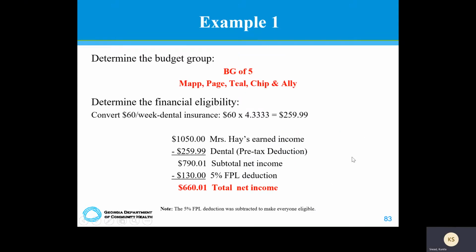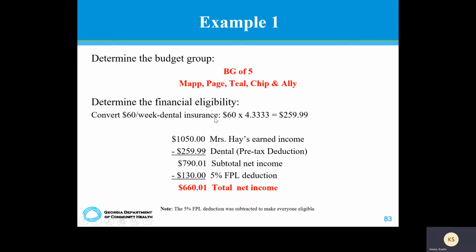Now, let's look at the budget group and the income. Remember, Mr. Hay was filing taxes jointly with his wife and claiming everybody as a tax dependent. So that means he was a tax filer household. So in his household should be him, he's the tax filer, and his wife living together, and then everybody that they're claiming as a tax dependent, which is all the children. So in this situation, it should be everybody, a budget group of 5.